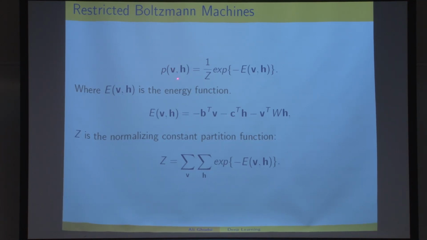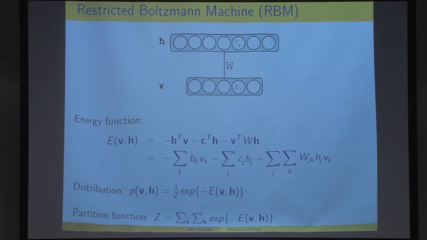This is our joint distribution over observation and hidden variable, defined via the energy function. The energy function is defined in this form. V is our observation, which is a vector, and H is our hidden variable, which is a vector and could be in a different dimension. B, C, and W are the parameters of the model. B is a bias vector, C is a bias vector, and W is a matrix. And Z is a partition function or normalization function, which you need to make sure it sums to 1, which is the summation over all possible values of V and H.